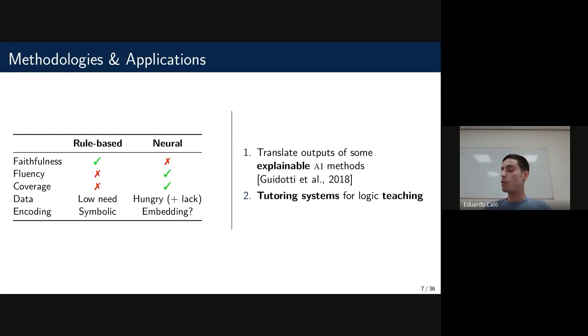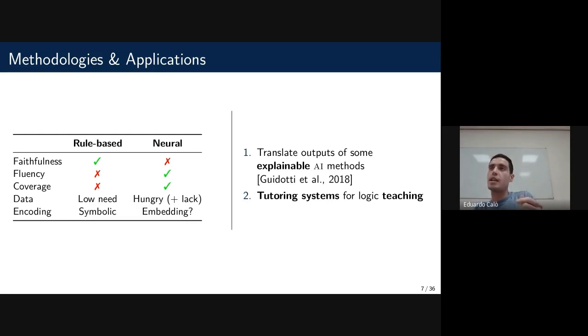So what are the applications of this whole enterprise, let's say? First of all, there are some explainable artificial intelligence methodologies that use logical formulas as an input to explain black box models. So one of the applications of logic-to-text generation in general could be to translate these logical formula outputs into text, which is comprehensible also for people who are not, let's say, accustomed to logical formalisms.